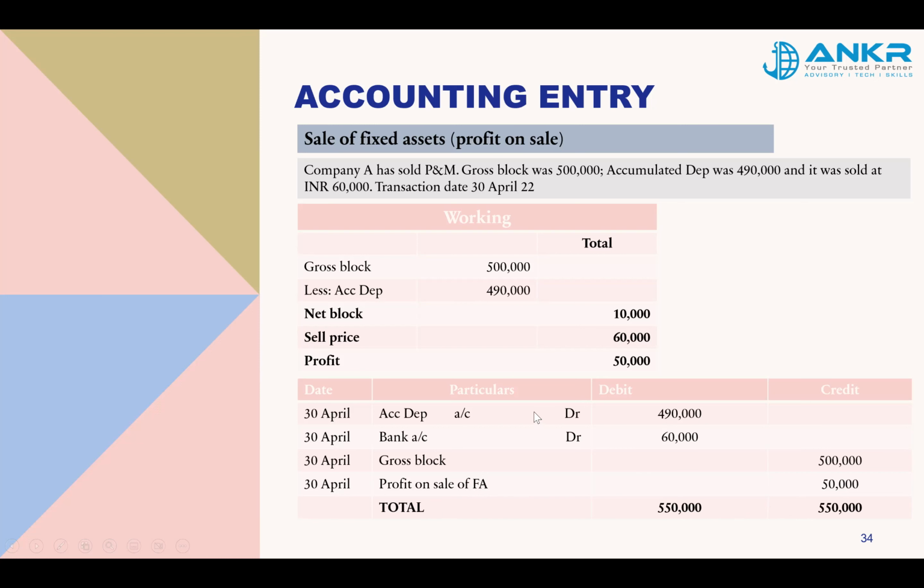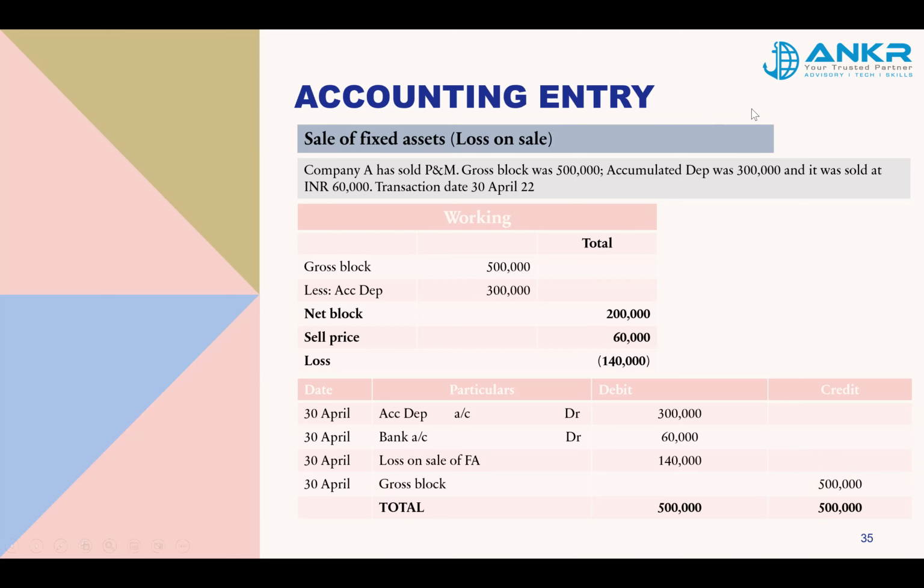So the entry is on 30th April: accumulated depreciation account debit 4,90,000, bank account debit 60,000, gross block 5 lakhs, profit on sale of fixed assets 50,000, right? So please look at this fundamental, very important. If you are working in R2R, in accounting, in the fixed asset domain, you need to understand these entries. Okay, guys. So let's move forward.